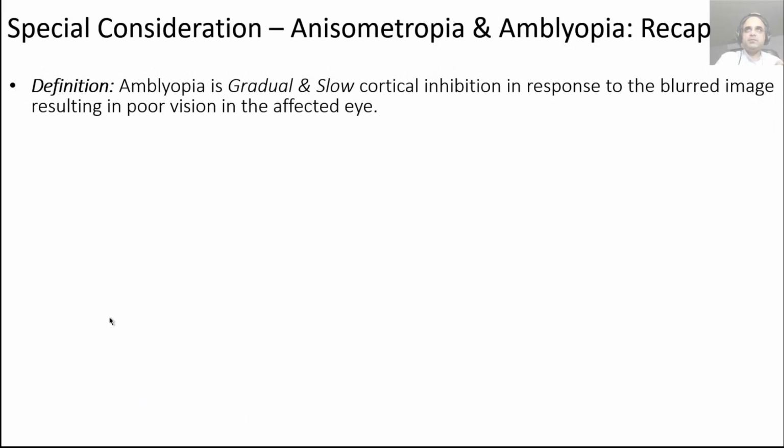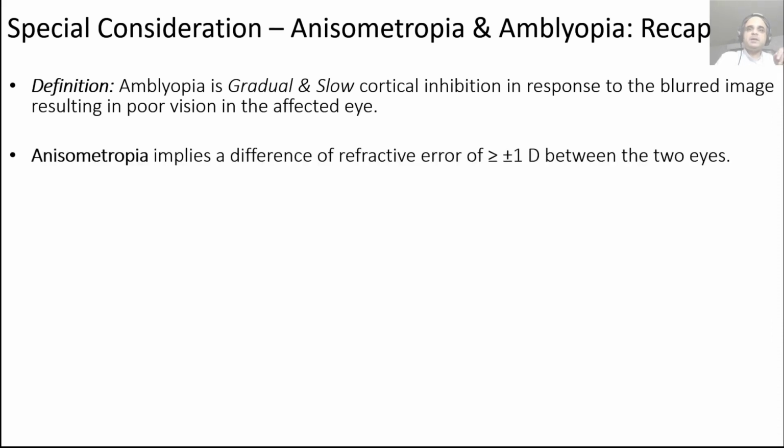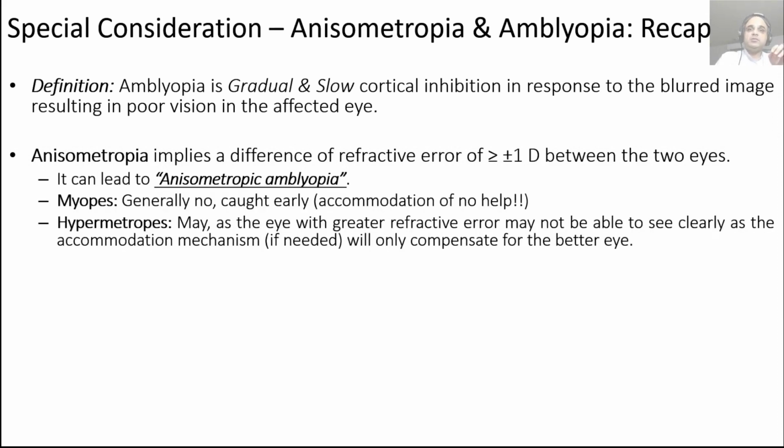Let's define amblyopia. Amblyopia is gradual and slow cortical inhibition in response to a blurred image, resulting in poor vision in the affected eye. Anisometropia implies a difference of refractive error of 1 diopter or more between the two eyes. And anisometropia can lead to amblyopia.